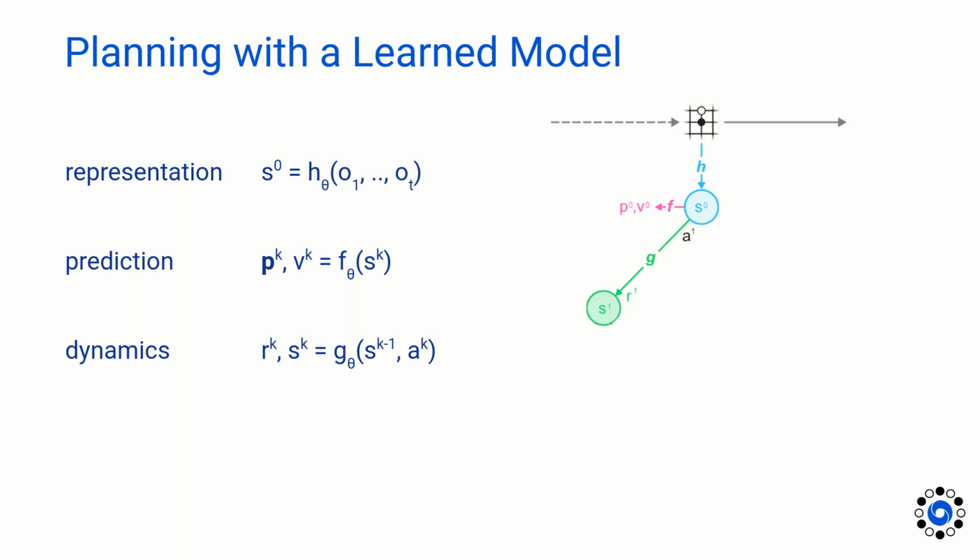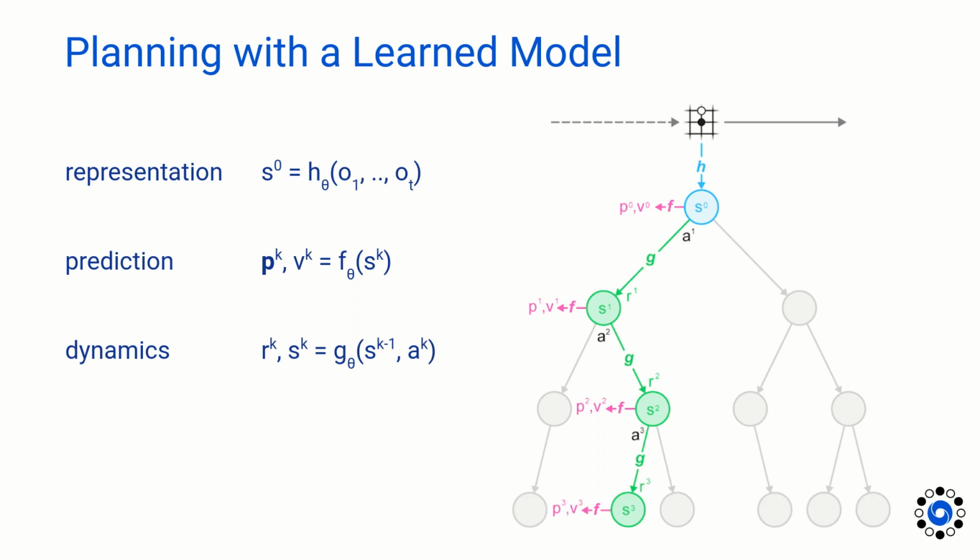Now that we have this tripartite model, we can then use this and roll it forward and forward again in our search tree. And based on the predictions of policy and value, we can guide our search to build a full search tree just like in normal AlphaZero, except completely without using any simulator.